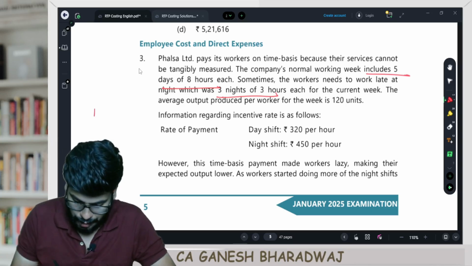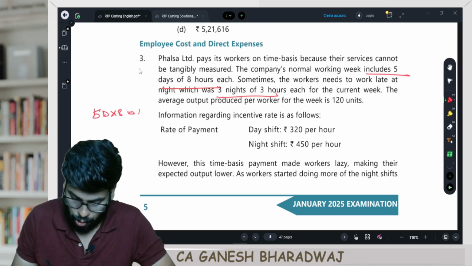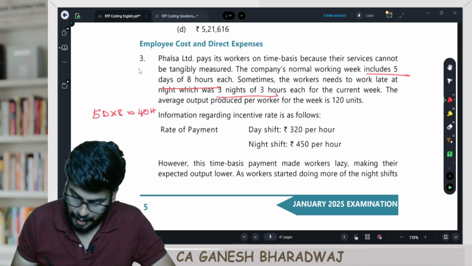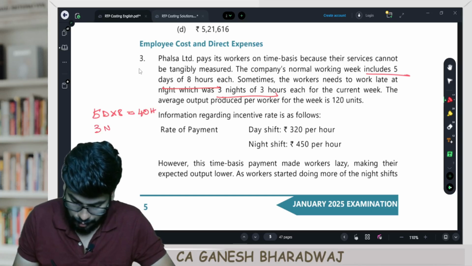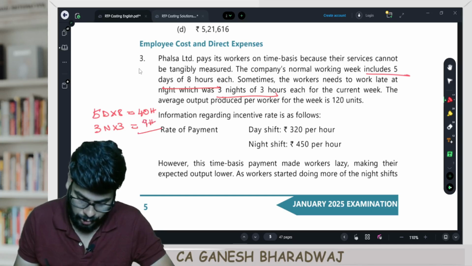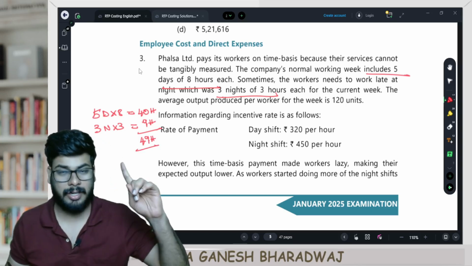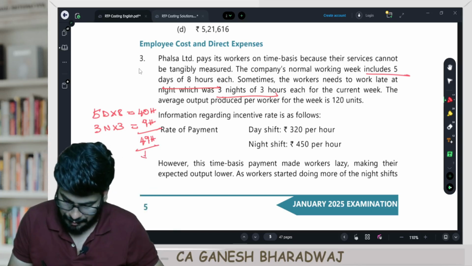So basically what they are doing, 5 days into 8 hours, that brings a total of 40 hours. Then for 3 nights alone, they are making them work for 3 hours. That makes it how much? A total of 9 hours here. So totally they have worked for 49 man hours. Every worker has worked for 49 hours, and they've achieved an output of how much? 120 units.